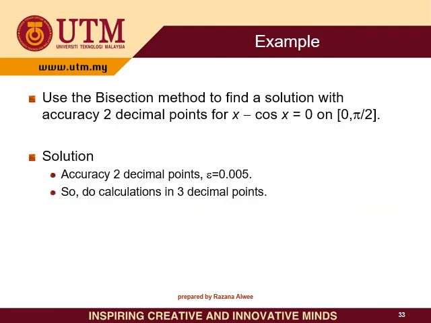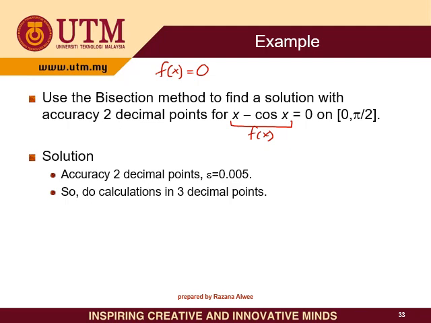Now we come to the example part. The question asks us to use the bisection method to find a solution with accuracy of 2 decimal points for x minus cosine x equal to 0 on [0, pi/2]. The first question that we need to know is, what is the problem we need to solve using numerical methods? We need to find our f(x) equal to 0. So what is our f(x) here? This is our f(x), equal to 0. So you need to find the function equal to 0. We need to solve this problem.